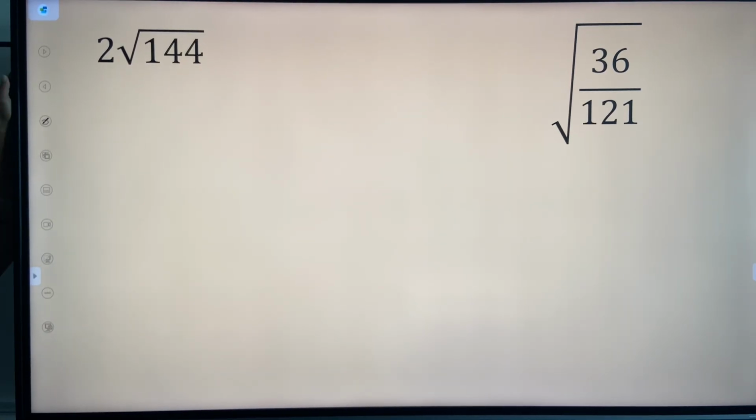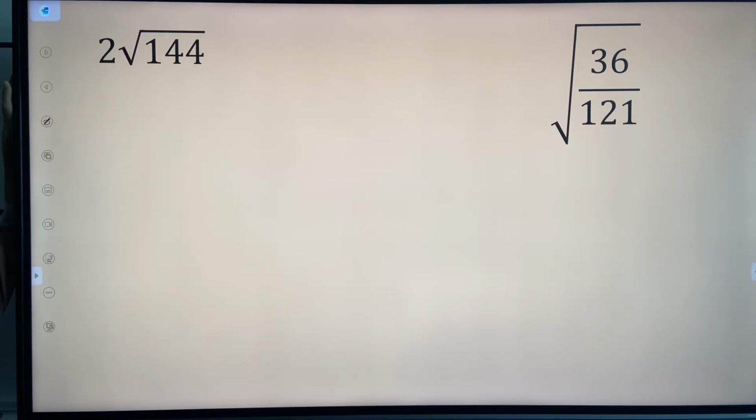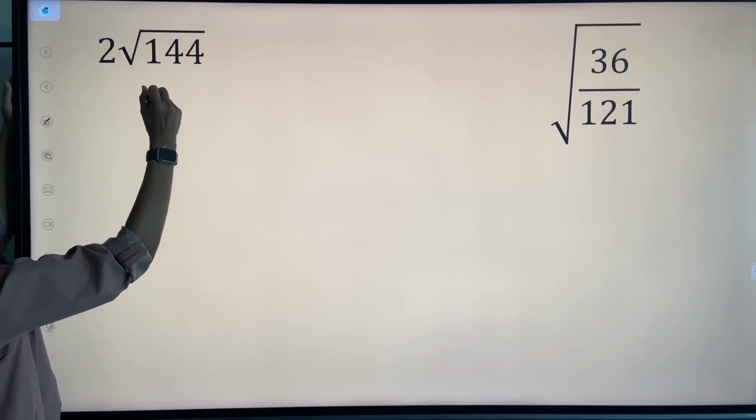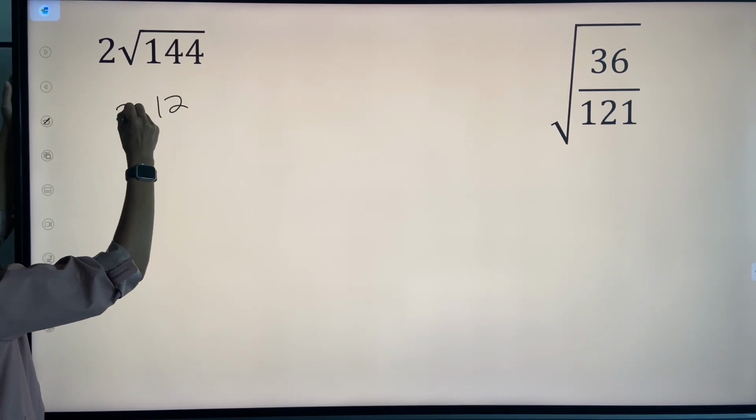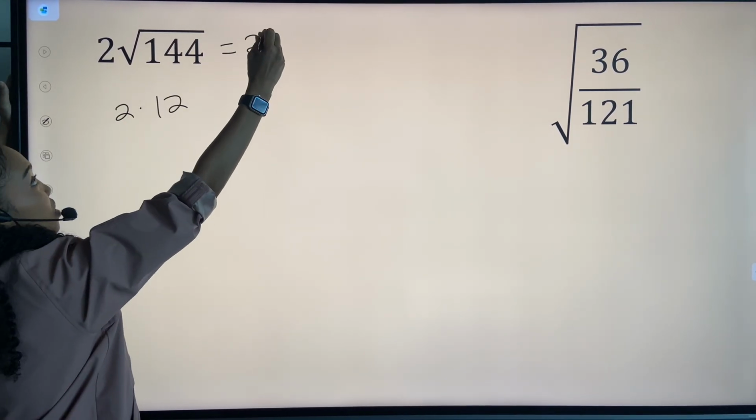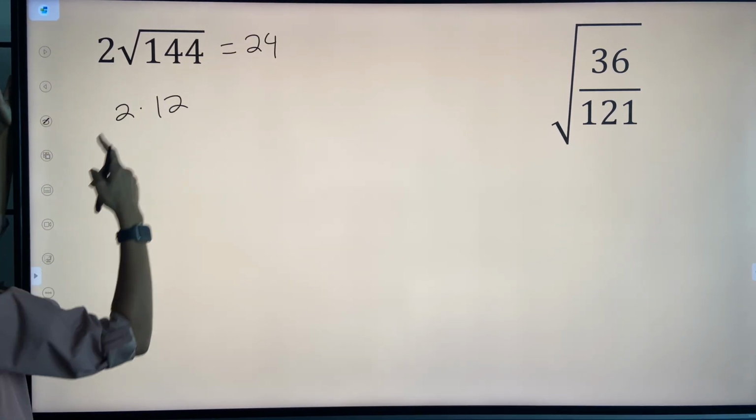I'm going to pause here. I want you guys to give me what the answer is. I'll give you a few moments to think about it. 24. Nice. So the square root of 144 is 12. And you're multiplying that by 2. So this is equal to 24. 2 times 12 is 24.